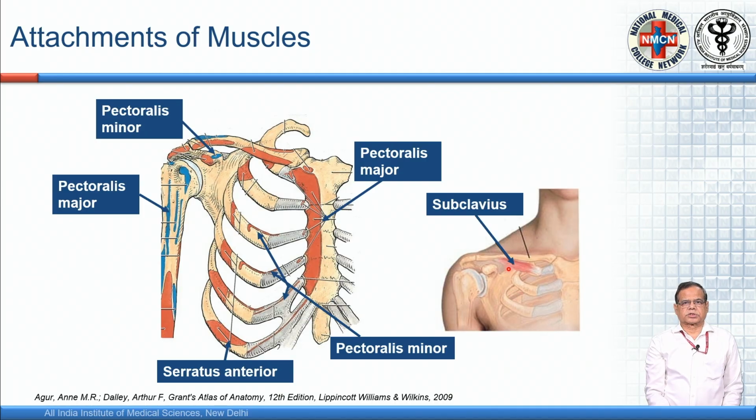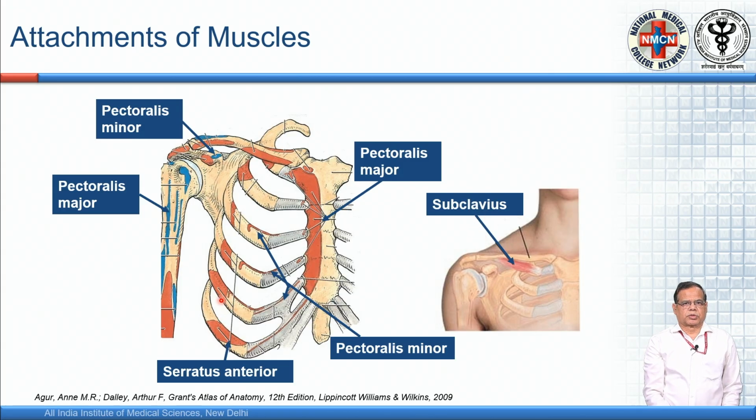The subclavius muscle is below the clavicle. It takes origin from the upper surface of the first rib, including the costal cartilage, and it is inserted in the under surface of the clavicle. It stabilizes the clavicle during the movement of the shoulder joint. It is supplied by nerve to subclavius, which is a branch of the upper trunk of the brachial plexus.